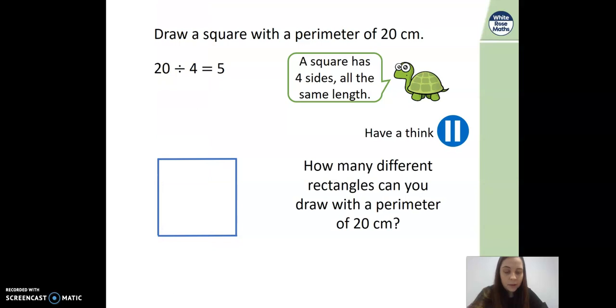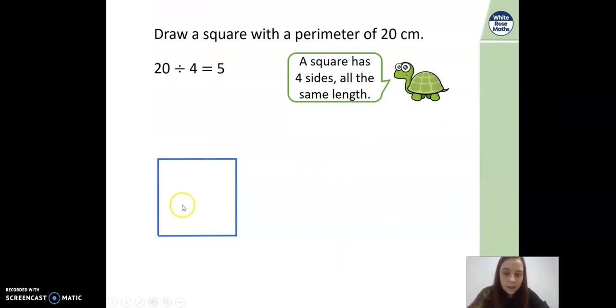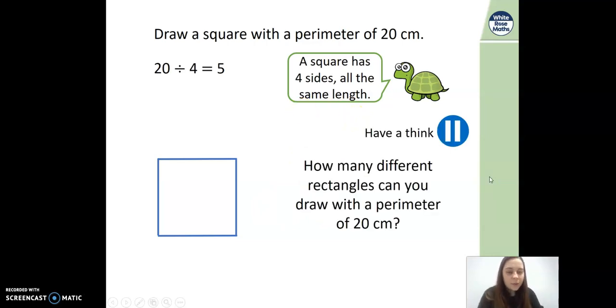So there we go. And now we can see that each side is 5 centimetres, so 5 lots of 4 are 20. So the perimeter of our square is 20 centimetres. Okay, and then there's a little have a think. How many different rectangles can you draw with a perimeter of 20 centimetres?